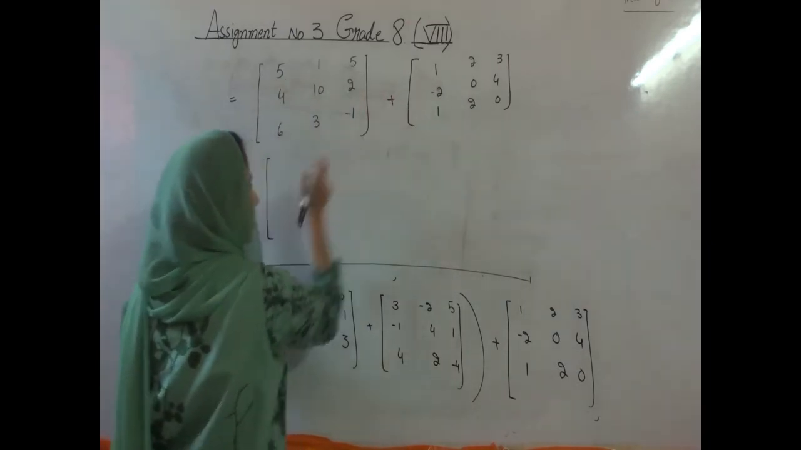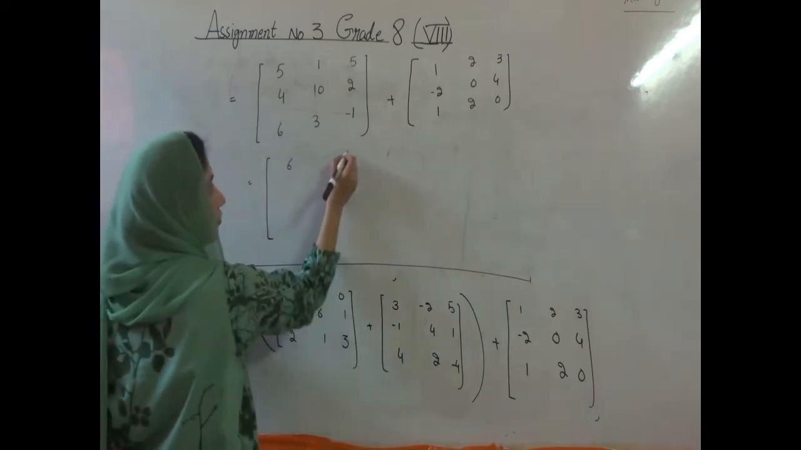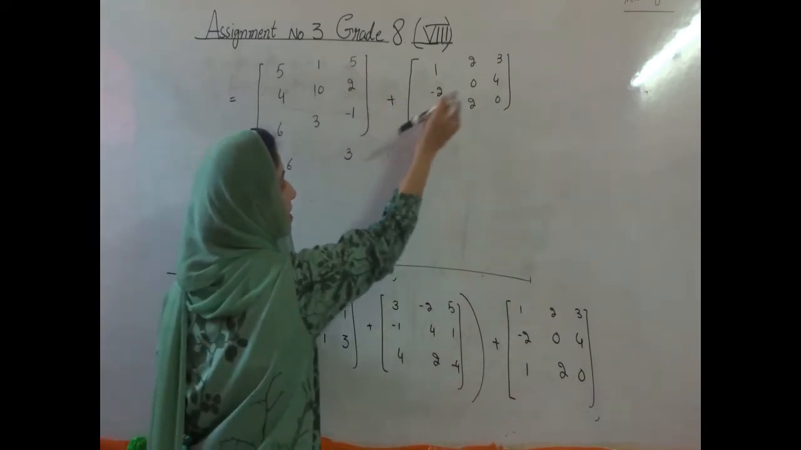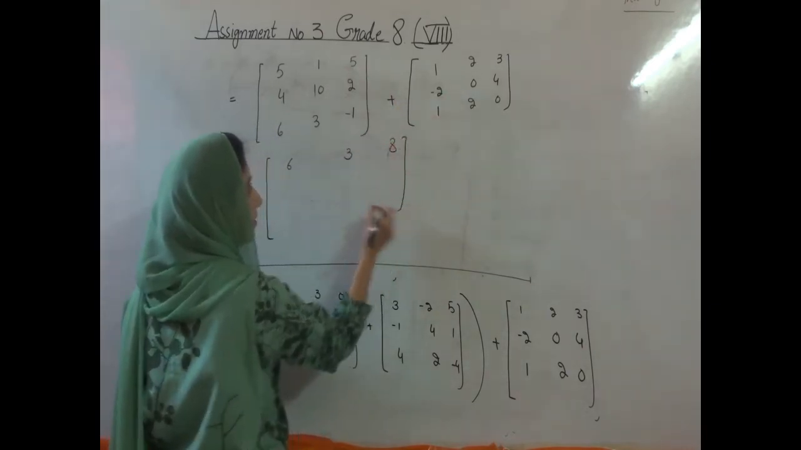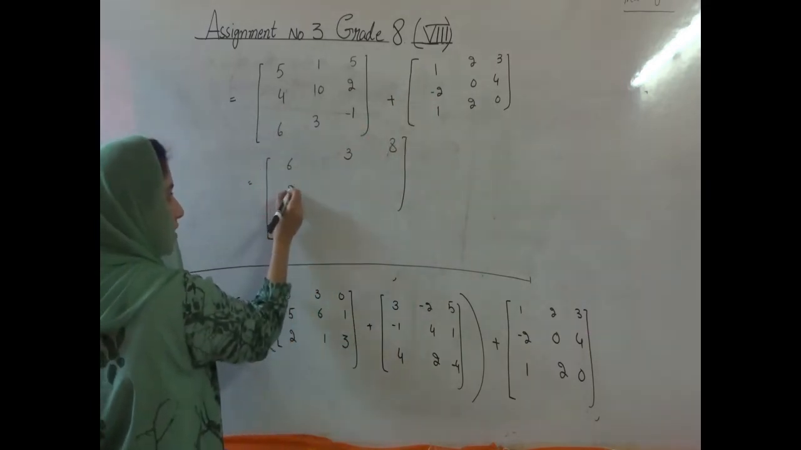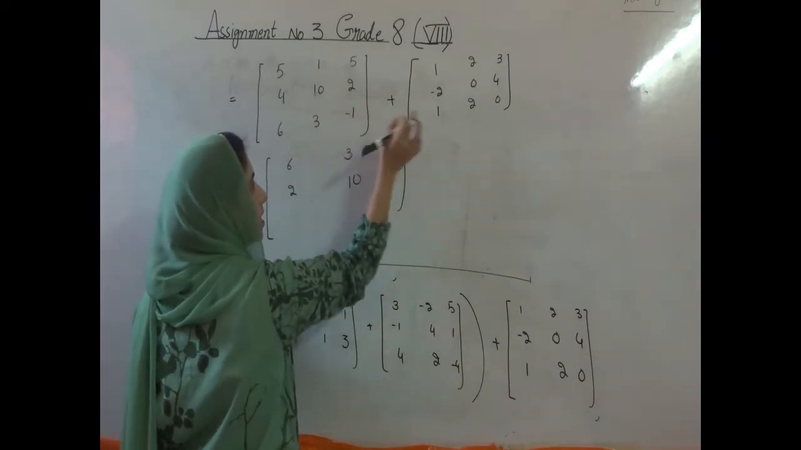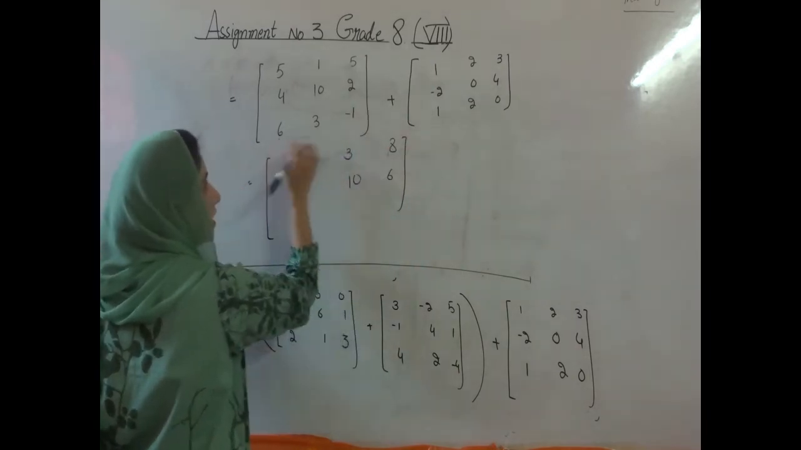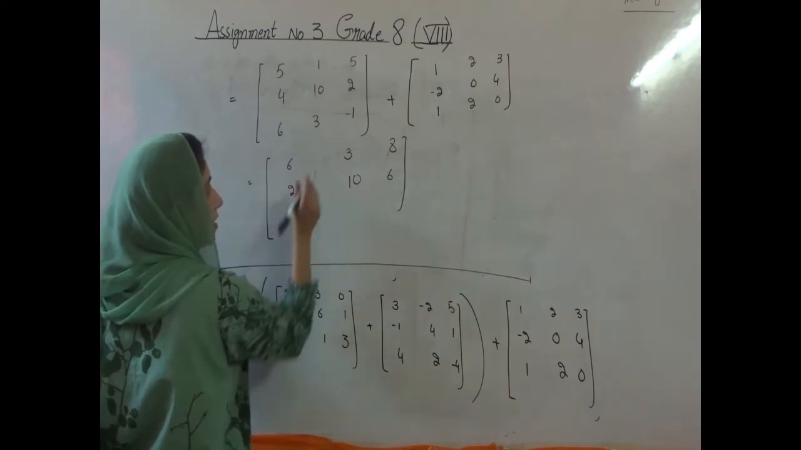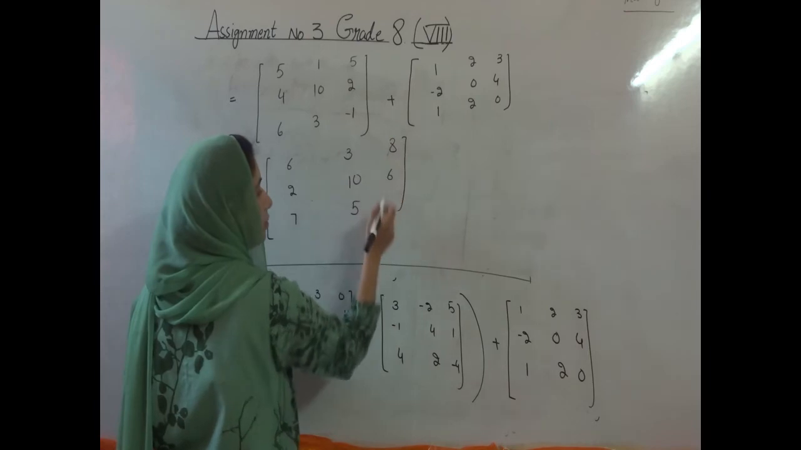5 plus 1, 6. 1 plus 2, 3. 5 plus 3, 8. 4 plus minus 2, so the answer will just be 2. 10 plus 0, 10. 2 plus 4, 6. 6 plus 1, 7. 3 plus 2, 5. Minus 1 plus 0, minus 1.